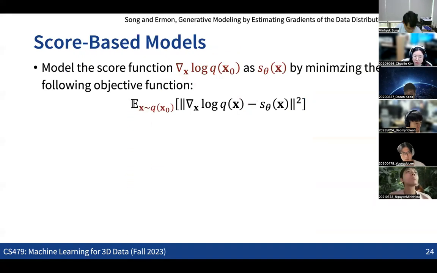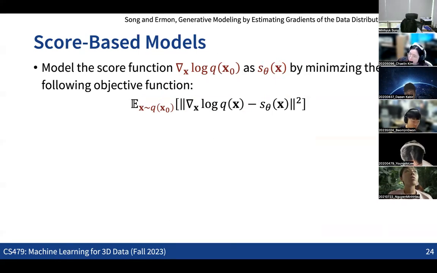So for these score-based models, the only information that we need is basically the score. If we can have a score prediction network that can predict the score information for any data point X, then based on that we can run the Langevin dynamics for sampling.